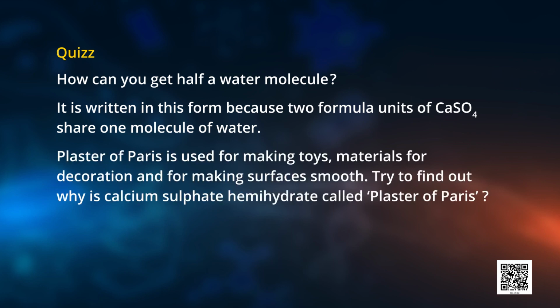So, plaster of Paris is used for making toys, materials for decoration and for making surfaces smooth. You must have seen its working. Try to find out why is calcium sulfate hemihydrate called plaster of Paris, because I told you that as a little scientist you should always ask questions, and it is not only in asking questions, you also have to invest some time in finding answers to those questions.